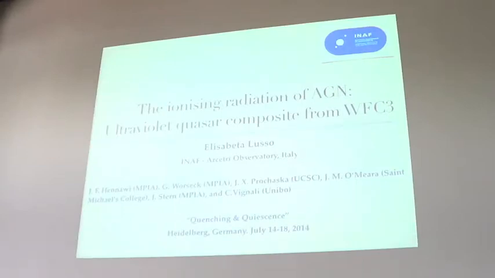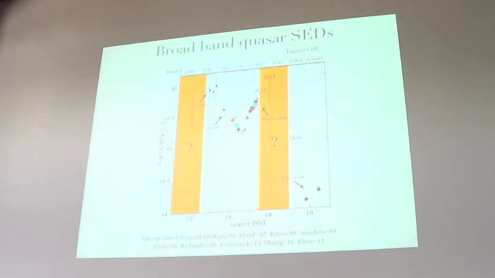From the beginning of this session, we heard how AGN work. We have heard how many AGN we have. And I'm going to show you what AGN look like from a broadband point of view. In particular, I'm going to show you a few results from a paper we have in preparation on the ultraviolet quasar composite from WFC3.